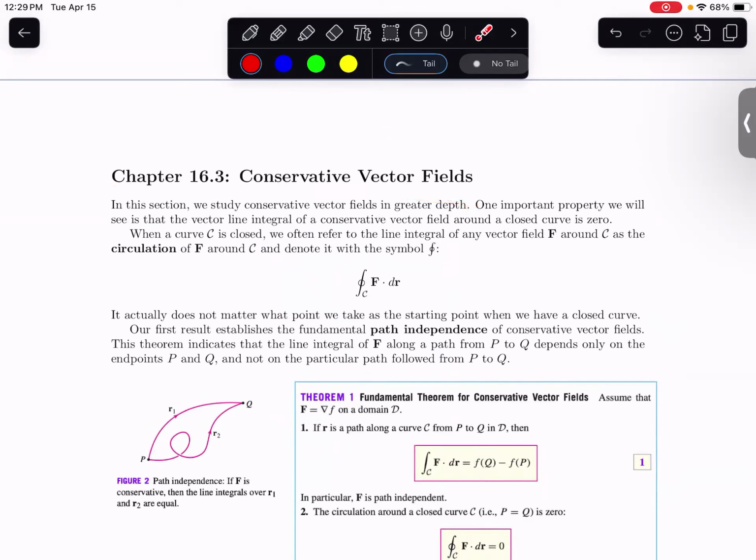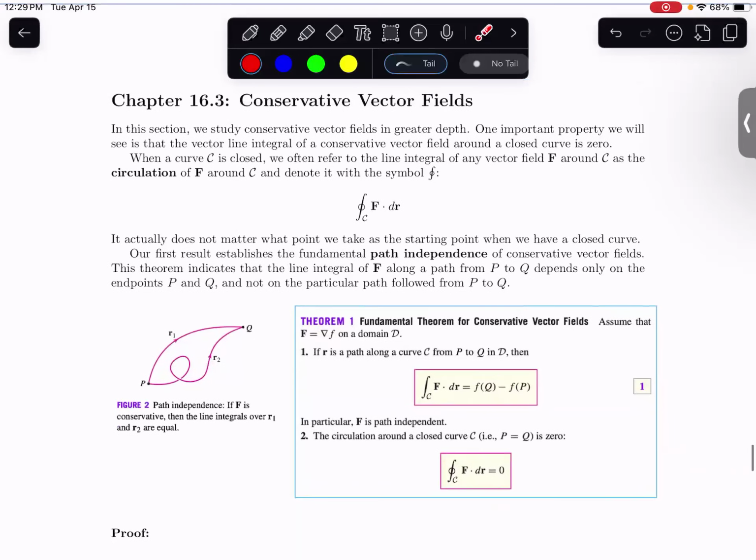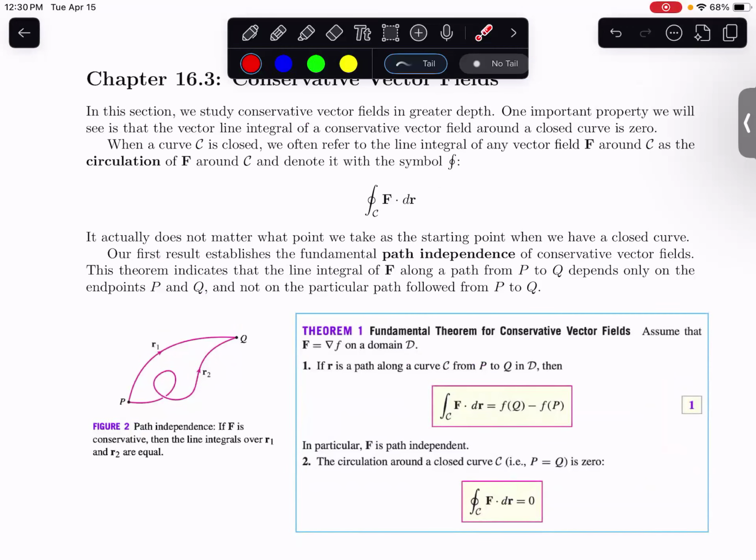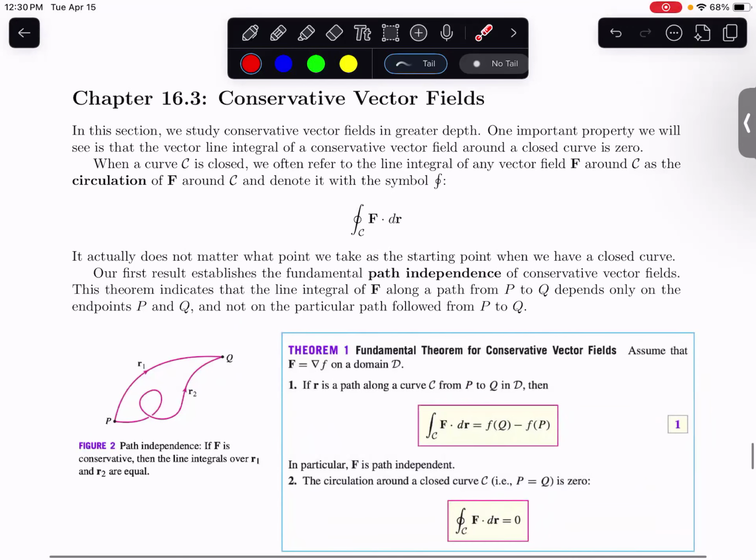This is an important section in that this is the first generalization of the fundamental theorem of calculus that we're going to see. This is really what we're building towards in chapter 17: what are all the ways in which we can think about the fundamental theorem of calculus in terms of gradients and vector line integrals and double integrals and triple integrals and surface integrals. How do all these things relate to one another? So in this section, we study conservative vector fields in greater depth.